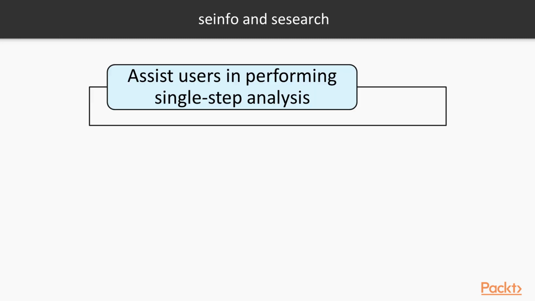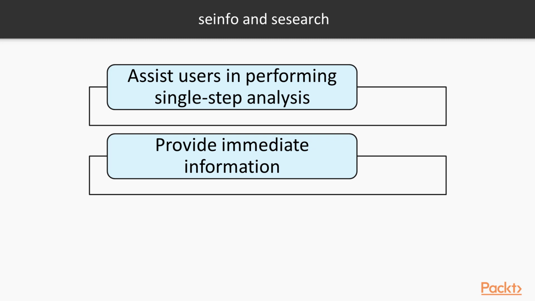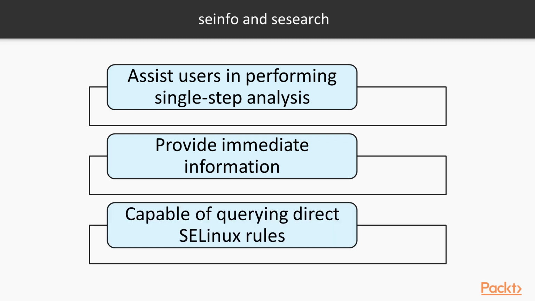Utilities such as seinfo and sesearch are able to assist users in performing single-step analysis. They either provide immediate information about an SELinux object or are capable of querying direct SELinux rules.